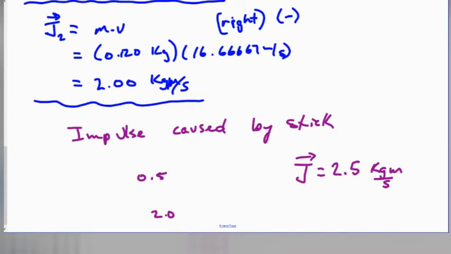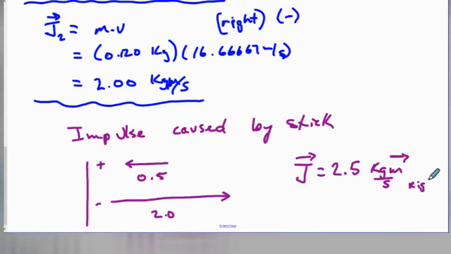Let's make sure we get these correct. It was going left, and it hit a wall, and now it's going right. So it hit the wall, and it's going this way. So this was my positive direction, and this is my negative direction here. All right, so now it's got an impulse of 2.5 kilogram meters per second in that direction, which is the right. So let's make sure we get that in the correct spot.